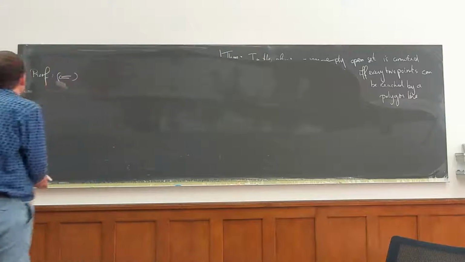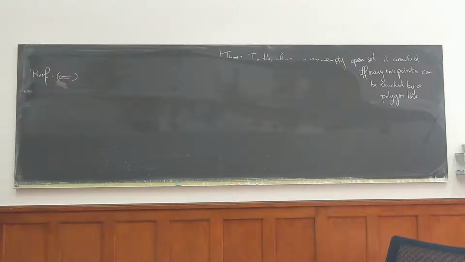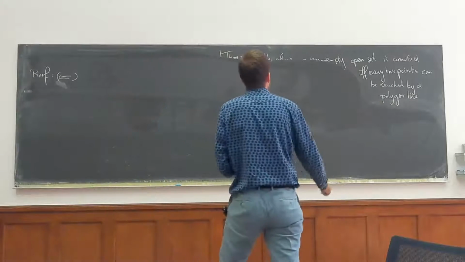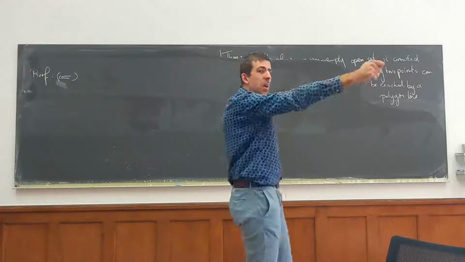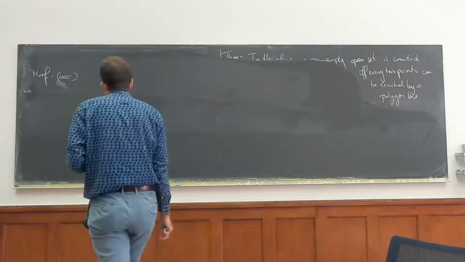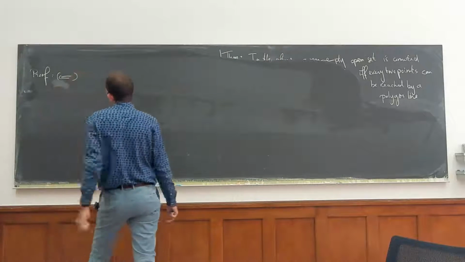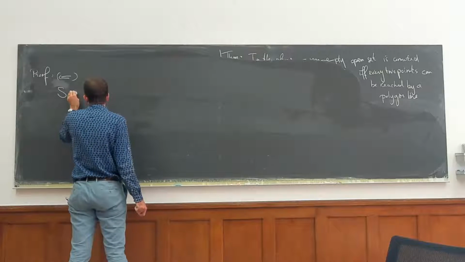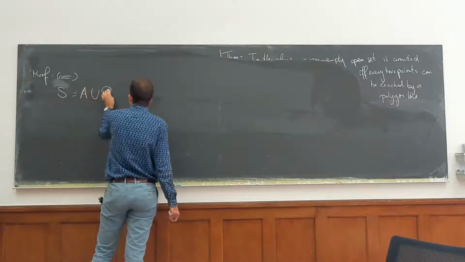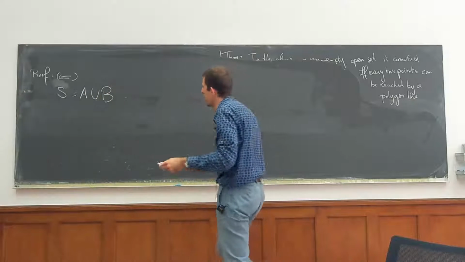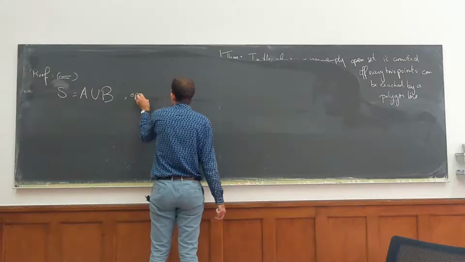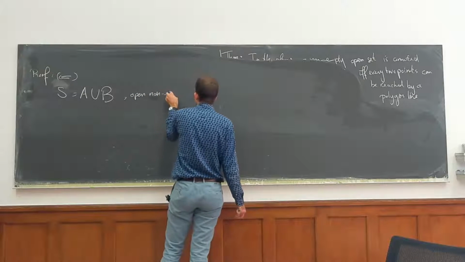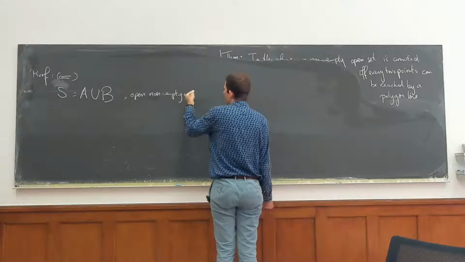Okay, so now I lost my train of thought. If every two points can be joined by a polygon line, then the set needs to be connected. All right, so let's go by contradiction. Let's say that S was equal to A and B, open, non-empty and non-intersecting.